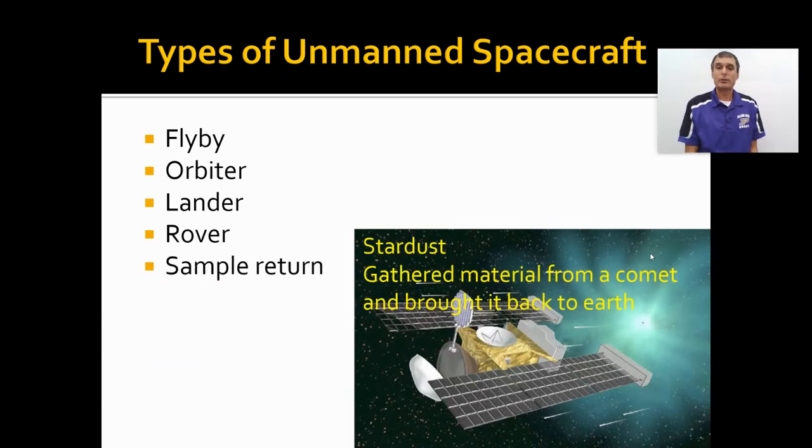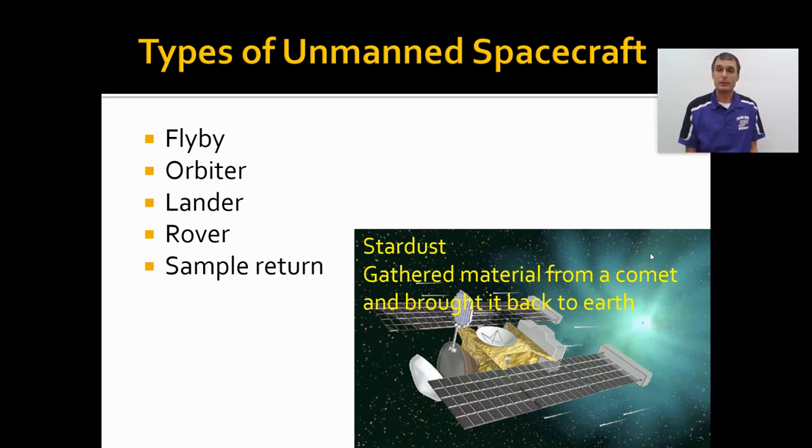The last one I'm talking about is what's called a sample return, and that's exactly what it sounds like. It goes to an object, it collects a sample, and it brings it back to Earth. We've done this with asteroids, with comets, with solar wind particles. We have yet to return any material from another planet using this, but we have plans to do that with Mars and potentially some other objects.